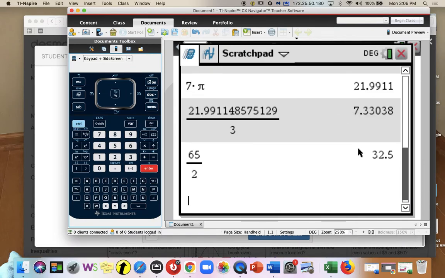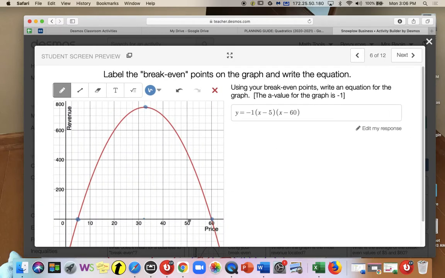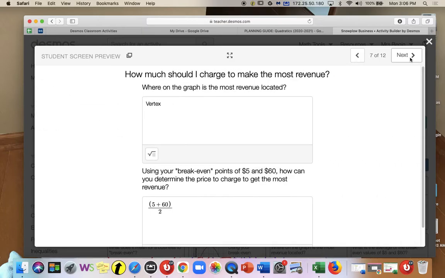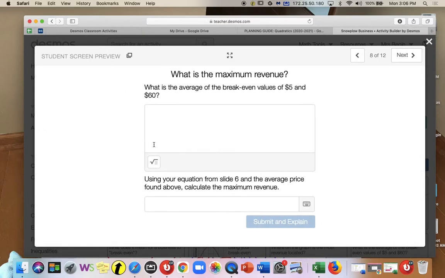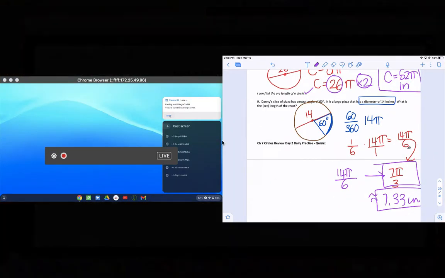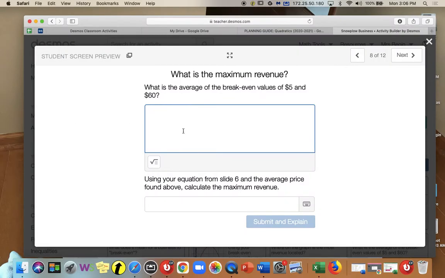Okay, so there it is, $32.50. That would be the price in the middle of 5 and 60. So $32.50 would be what we need to charge to get a maximum revenue of a little bit over $750. That's a lot of money. What is the average of the break-even values? Okay, so we did the average, and we said that the average of those is $32.50.